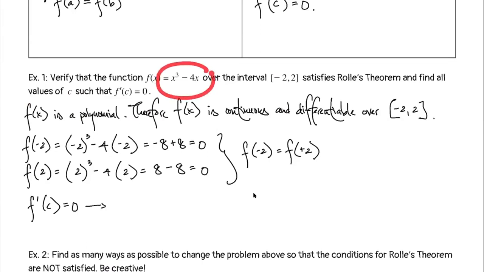So I'm going to take this function, x cubed minus 4x. I'm going to take the derivative and I'm going to plug in c. So I'm going to get 3c squared minus 4 equals 0. Okay, so I took my derivative, I plugged in c, I got 3c squared minus 4 equals 0. I'm going to go ahead and add 4 to both sides. I'm going to divide by 3. So c squared equals 4 over 3.